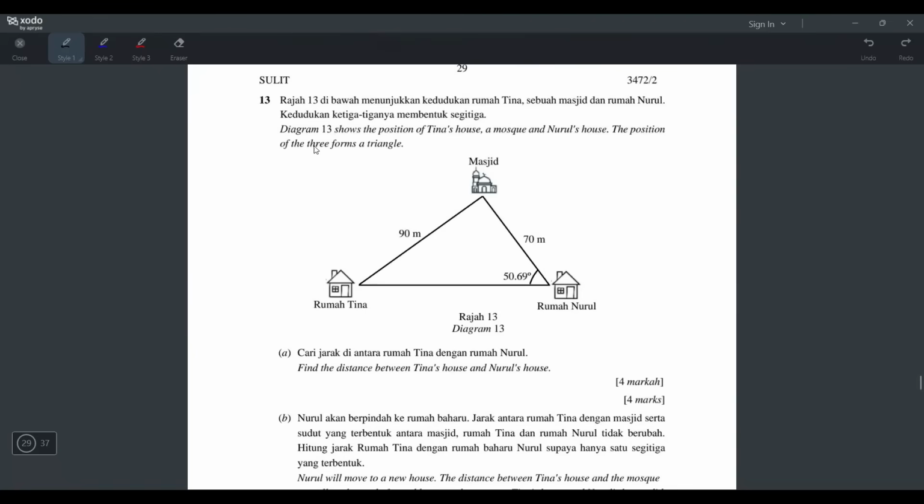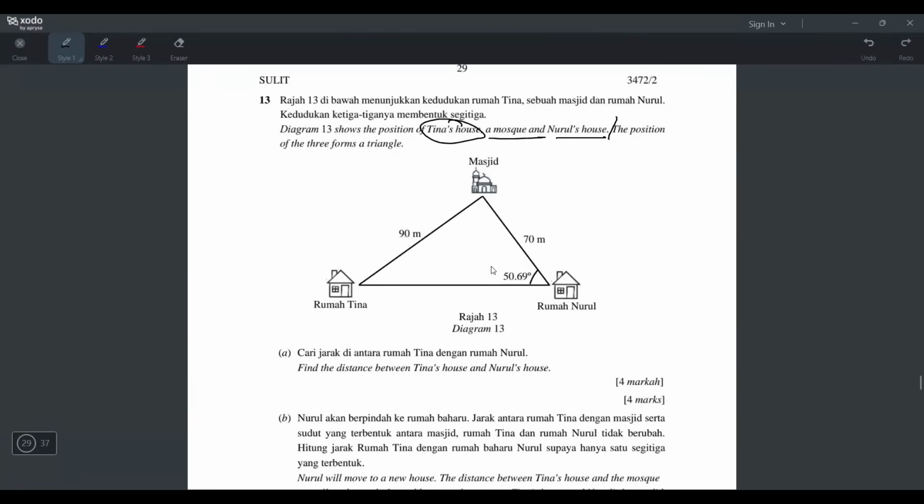Okay, number 13. Diagram 13 shows the position of Tina's house, a mosque, and Nurul's house. So this is the position. The position of the three forms a triangle. I can tell this is a solution of triangle question. Definitely, because in section C, confirm mesti ada satu solution of triangle one. So this one is definitely solution of triangle.